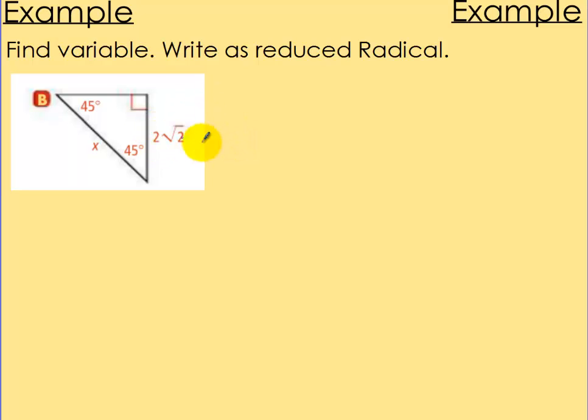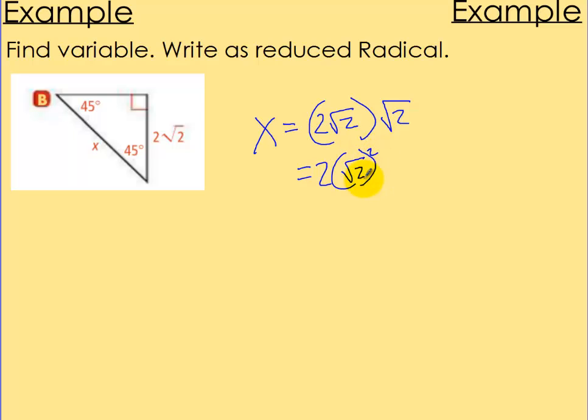Alright, similar thing here. So x, your hypotenuse, is going to equal one of the legs times square root of 2. So 2 square roots of 2 times another square root of 2. Well, what this is going to be is 2 times the square root of 2 squared, because we got 2 of them. So that's going to be 2 times 2, which is going to be 4. So x equals 4. Next one.